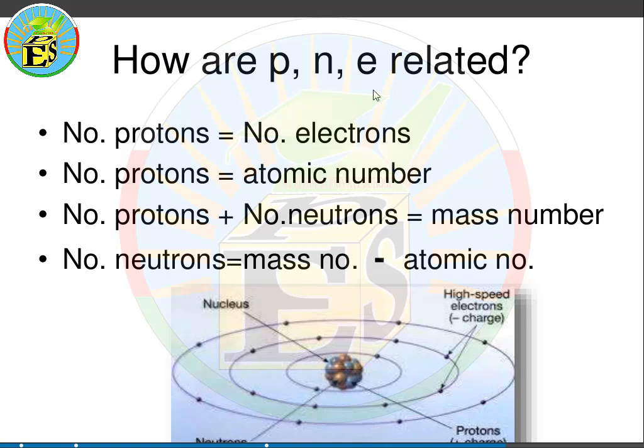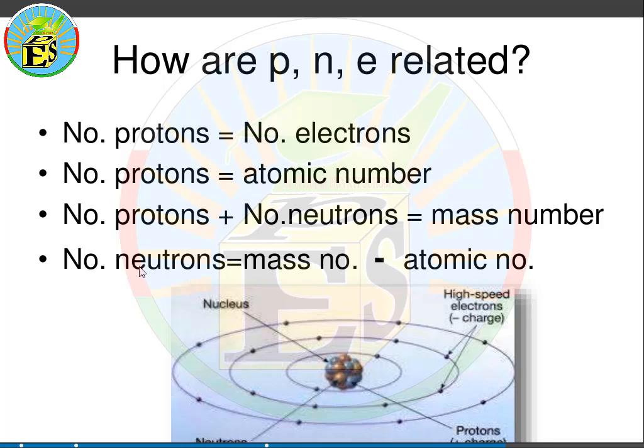How are P and E related? P, proton, and E, electron, are related: the number of protons equals the number of electrons. The number of protons is called the atomic number. The number of protons plus the number of neutrons inside the nucleus is called the mass number. The number of neutrons equals the mass number minus the atomic number.